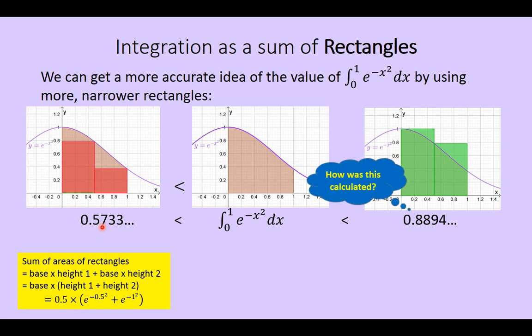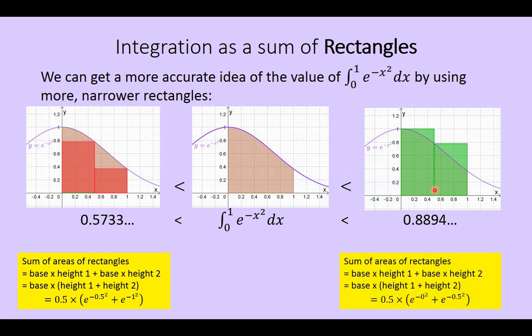We do an equivalent thing when we're finding the overestimate or the upper bound. So it's exactly the same as before. We do base times height for each rectangle and add them up. Now, because we've split them into equal width rectangles, the bases are all the same, so we can take base out as a common factor. So we just need the two heights to add up.